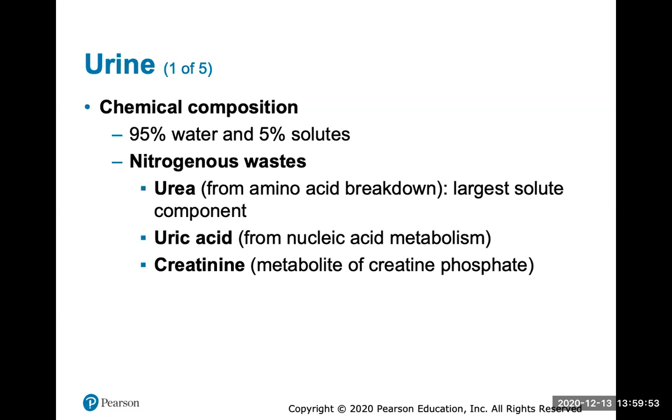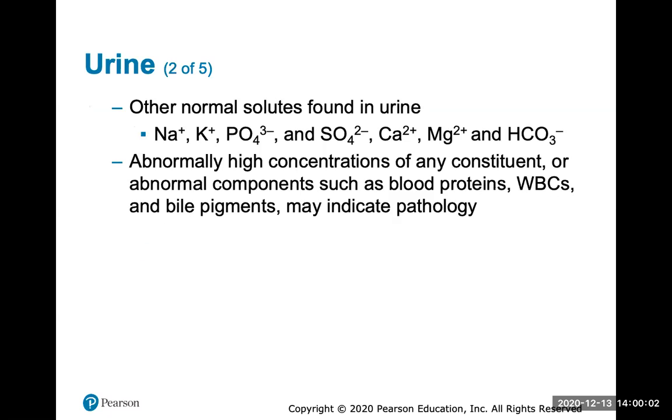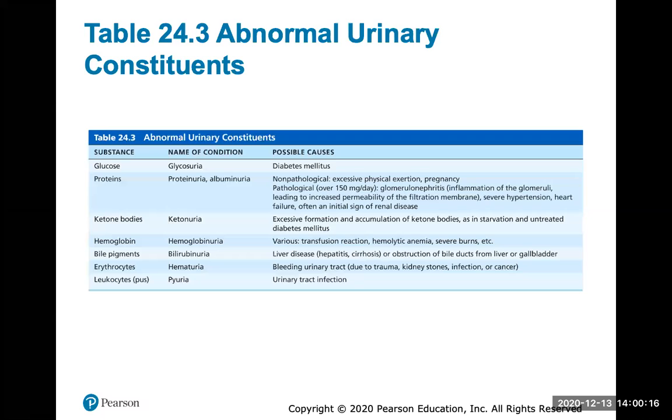The chemical composition of urine is mostly water, about 5% solutes. Nitrogenous wastes in it are urea, uric acid, and creatinine. Other normal solutes are found there. Abnormally high concentrations of any constituent or abnormal components like blood proteins, white blood cells, or bile pigments may indicate some sort of disease or pathology. So here are abnormal urinary constituents and what the possible causes are. And it's kind of interesting to know this.